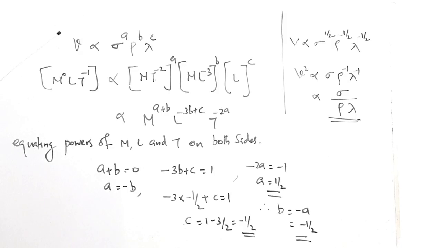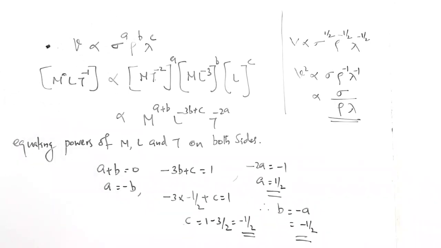Here it is given that speed v depends on surface tension sigma, density rho, and wavelength lambda. So we are going to write v proportional to, because we don't know how it depends, what will be the powers of sigma, density and wavelength. We are going to write the power of sigma as A, power of density as B, power of lambda as C. We don't know the values of A, B, C. So v is proportional to sigma raised to A, rho raised to B and lambda raised to C.